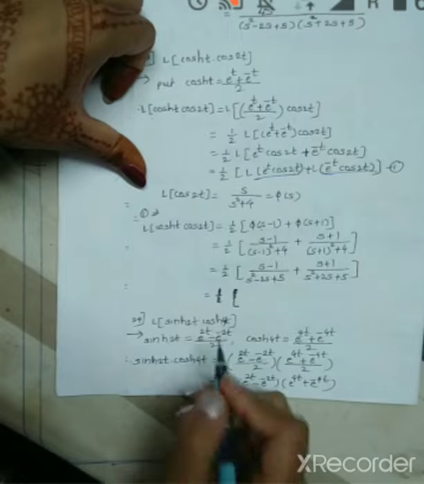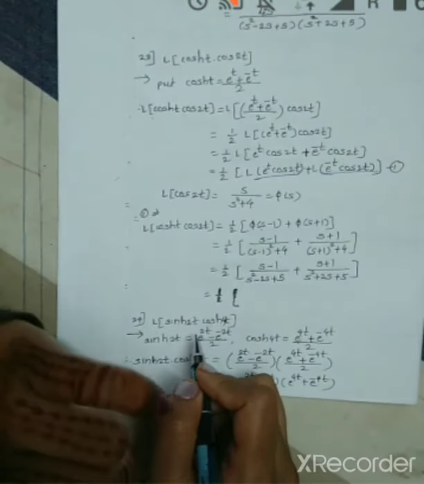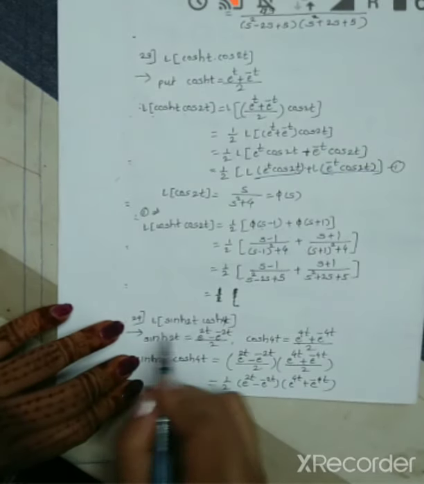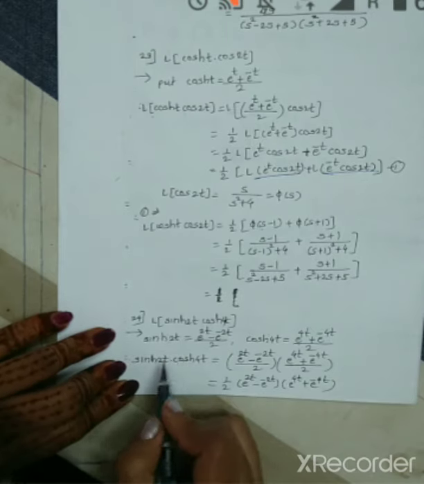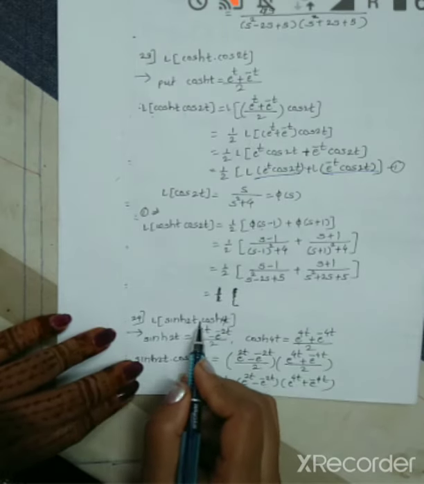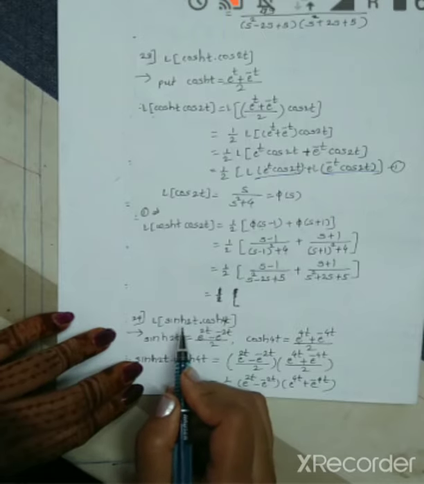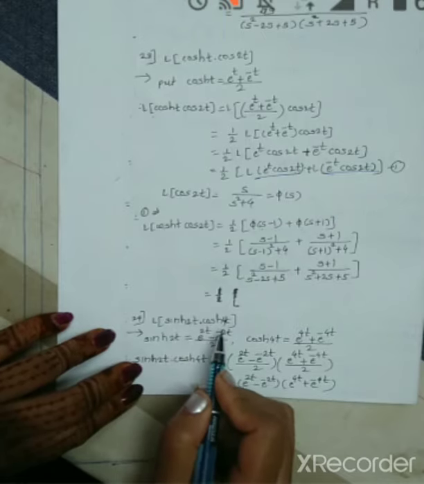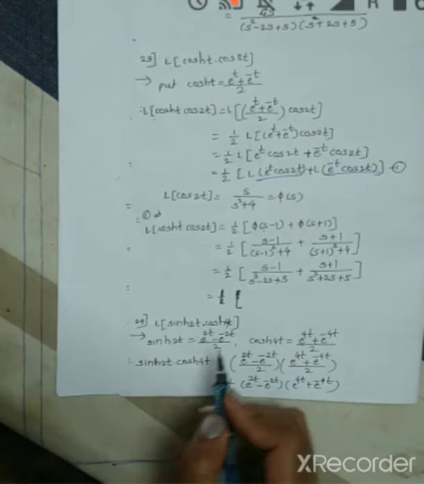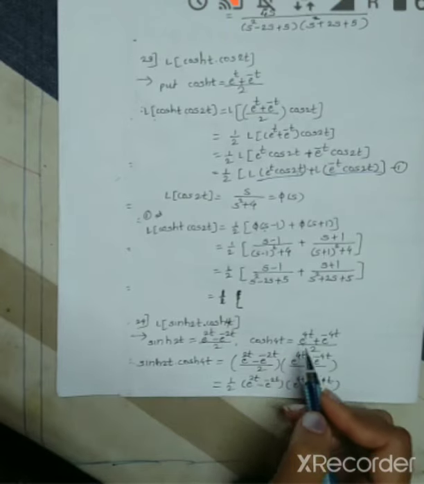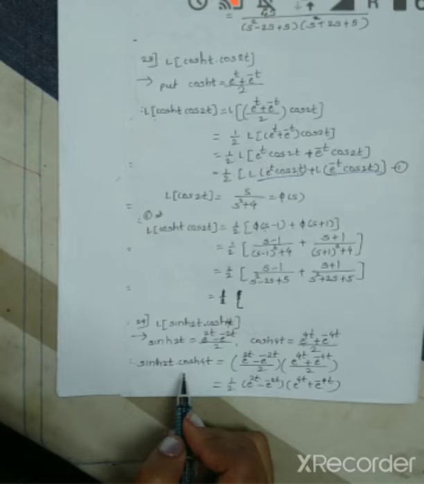Now next, if both terms are hyperbolic functions, in that case also we have to put in both hyperbolic values. Here we want the Laplace of sinh 2t into cosh 4t. What we have to do is put in the values of sinh 2t and cosh 4t. What is the sinh 2t formula? e raised to 2t minus e raised to minus 2t upon 2. And cosh 4t is e raised to 4t plus e raised to minus 4t upon 2. Put these values in the above equation.